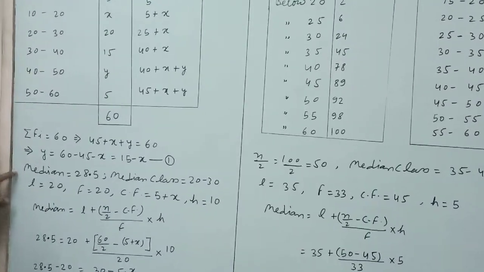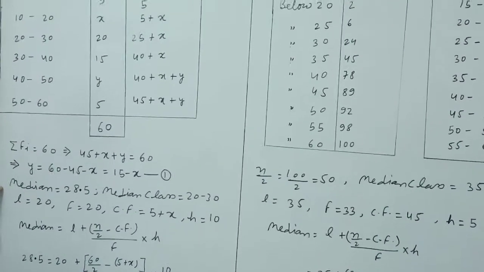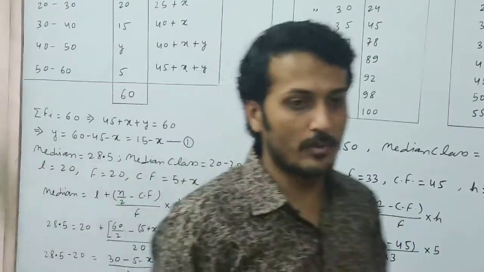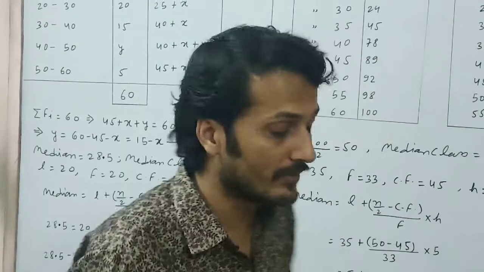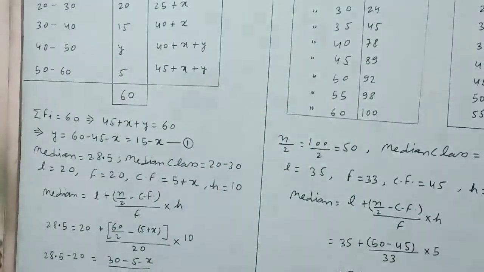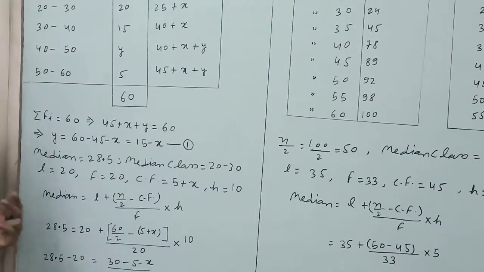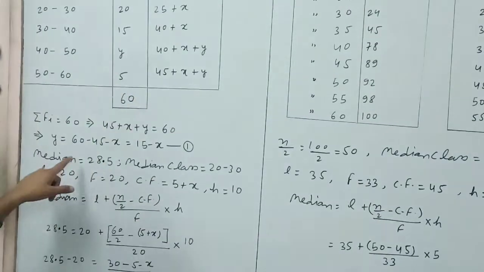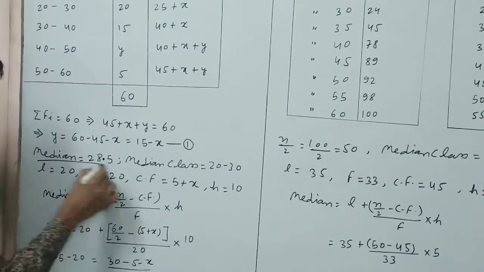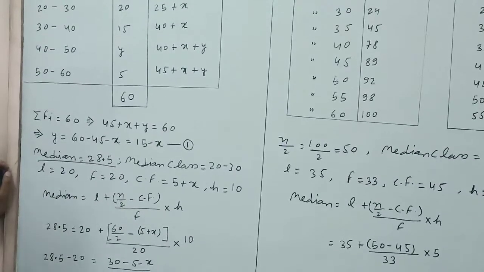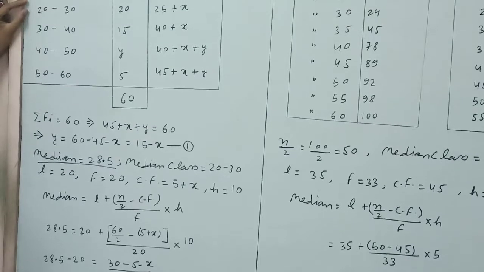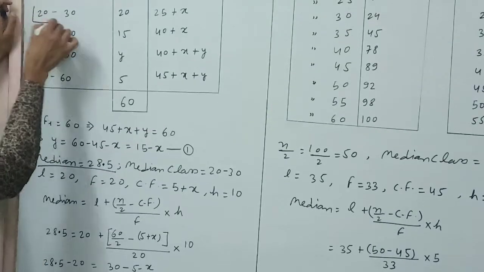Now here we are given the median, but we don't have the exact value in the column of CF. We have variables which can have any value. So how to find the median class and other things? The simple logic is definitely the median will lie in the median class, and the median is given to us. What is the median? Median is 28.5. So to find the median class, we can see that 28.5 will lie in this class interval.